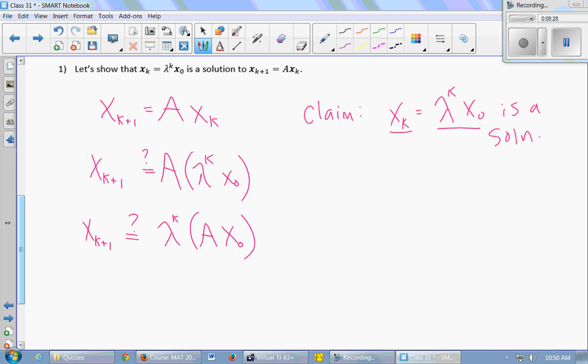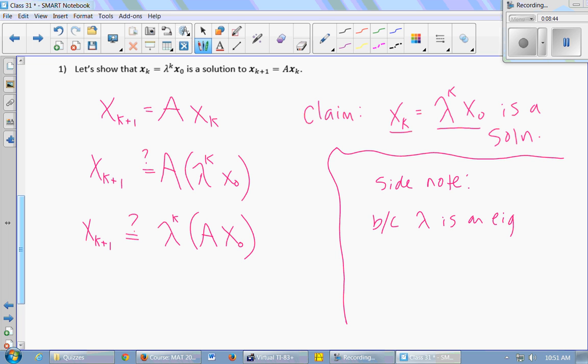Now, because lambda is an eigenvalue of A. So this is a side note over here. The definition of an eigenvalue is that Ax equals lambda x. So A times x naught, I could replace with lambda times x naught because lambda is an eigenvalue.